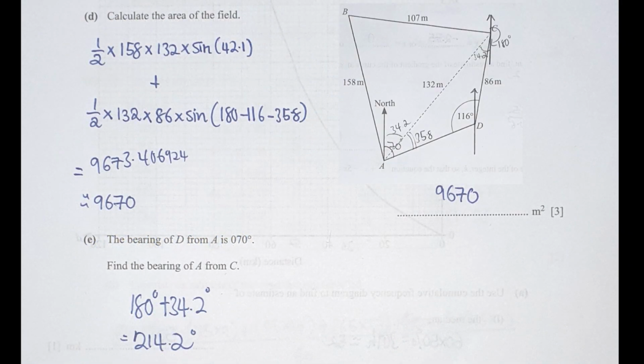Calculate the area of the field. We have two triangles here, and they both are irregular. So if you're using the irregular triangle area formula, half ab sine C, I selected two of their sides to run the calculation. For the triangle ACD, which is the second equation that I add here, I took 1/2 times 132 times 86 times sine of 180 minus 116 minus 35.8, because the total interior angle of a triangle is 180. You should get your final result after correcting to three significant figures as 9,670.